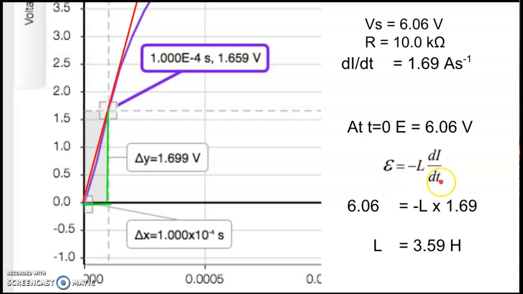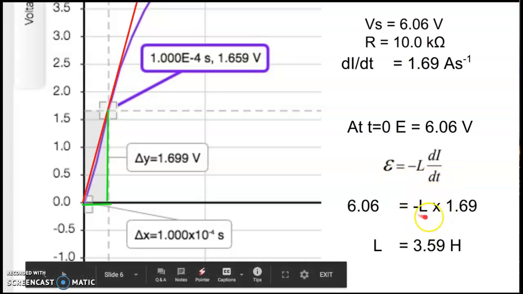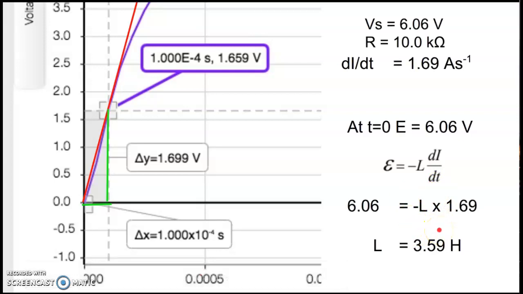And the rate of change of current we've got, so it just means we change the equation to get the value for L, and it works out at 3.59, which is great because we were using what was labeled as a 3 Henry inductor, and this is probably more accurate than the value that was actually stamped on the thing.